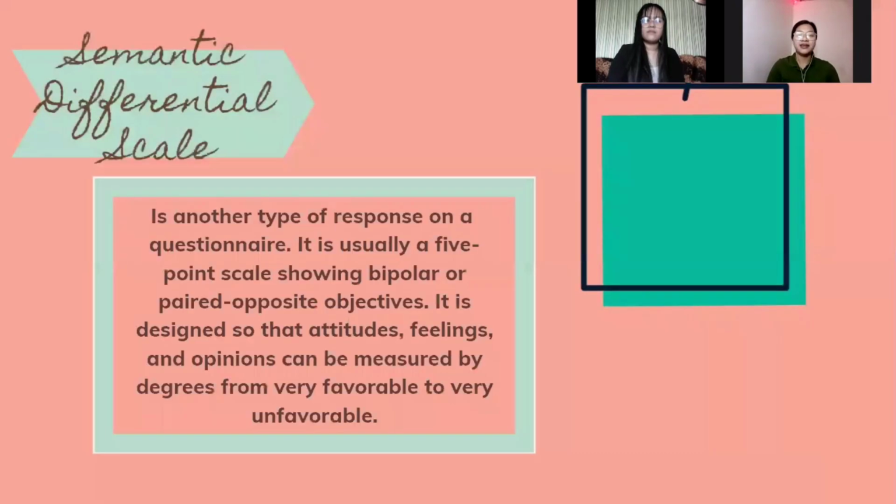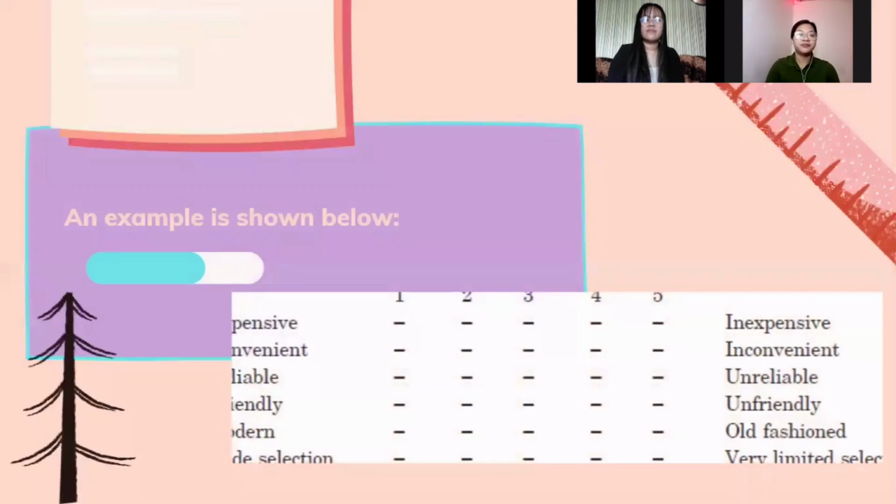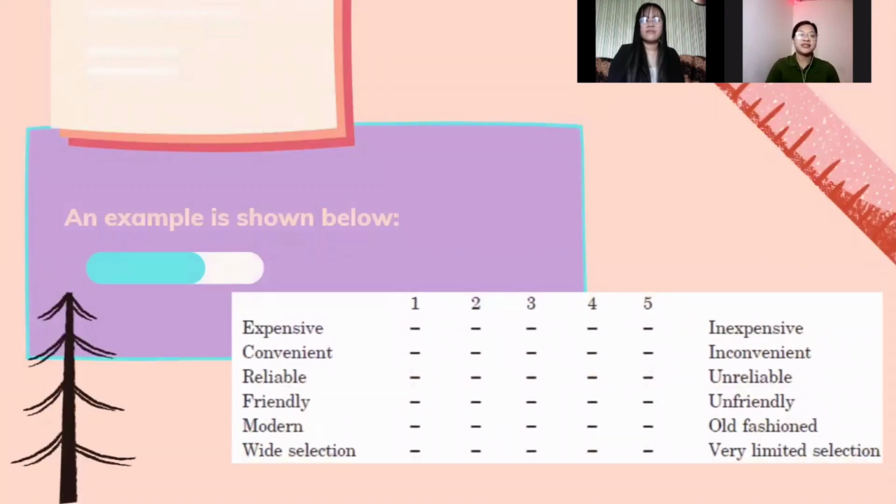Next is the semantic differential scale. It was designed by Charles E. Osgood, an American psychologist in 1979. It tries to assess an individual's reaction to specific words, ideas, or concepts in terms of ratings on bipolar scales defined with contrasting adjectives at each end. Just like in the example, from the word expensive to the other side inexpensive, and so on and so forth.